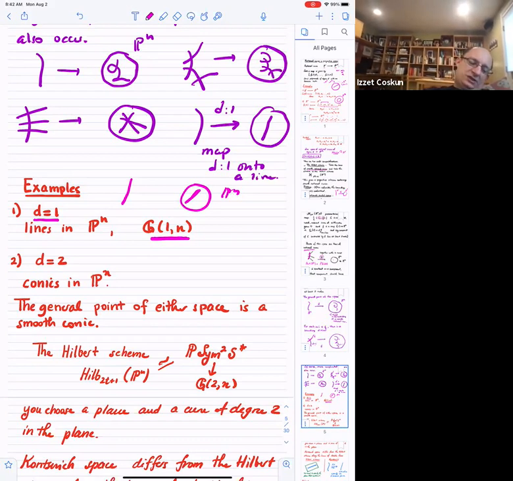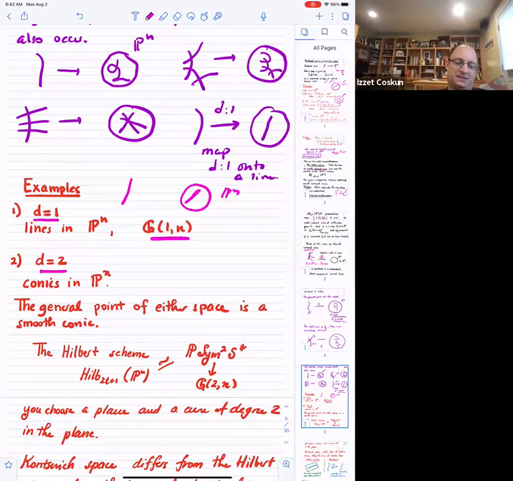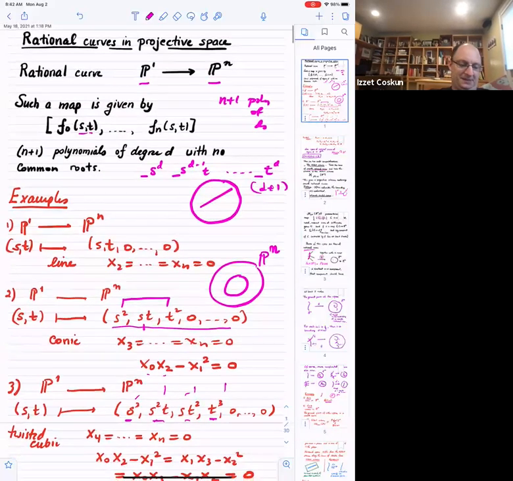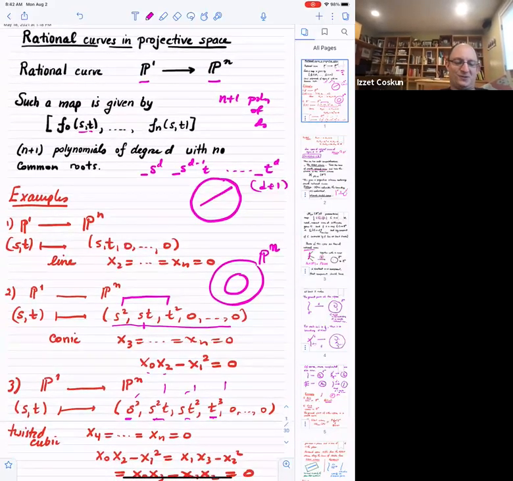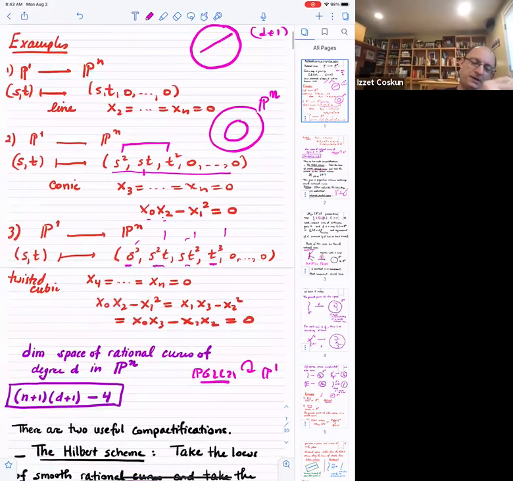If the degree is 2, then the way you should think about it is the conics in projective space. The general point of the space is a smooth conic. We've seen an example of something like that already. So let me go up. It's something like this: t goes to s squared, st, t squared, and you sum zeros, so that it's a nice conic. It's given by the equation x0 x2 minus x1 squared is equal to 0, and some linear equations.